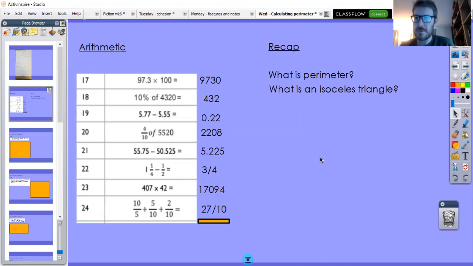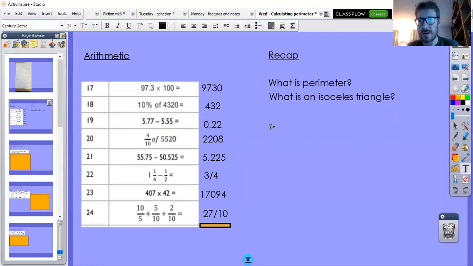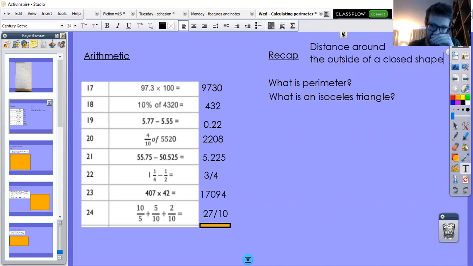Okay, so just before we get started, I just want us to think about a couple of things. One is try and remind yourself of what perimeter is. So just in your book, write down to explain what perimeter is in just a sentence. So have a go at that now. Okay, so perimeter, hopefully you should have something along the lines of the distance around the outside of a closed shape, potentially, something like that.